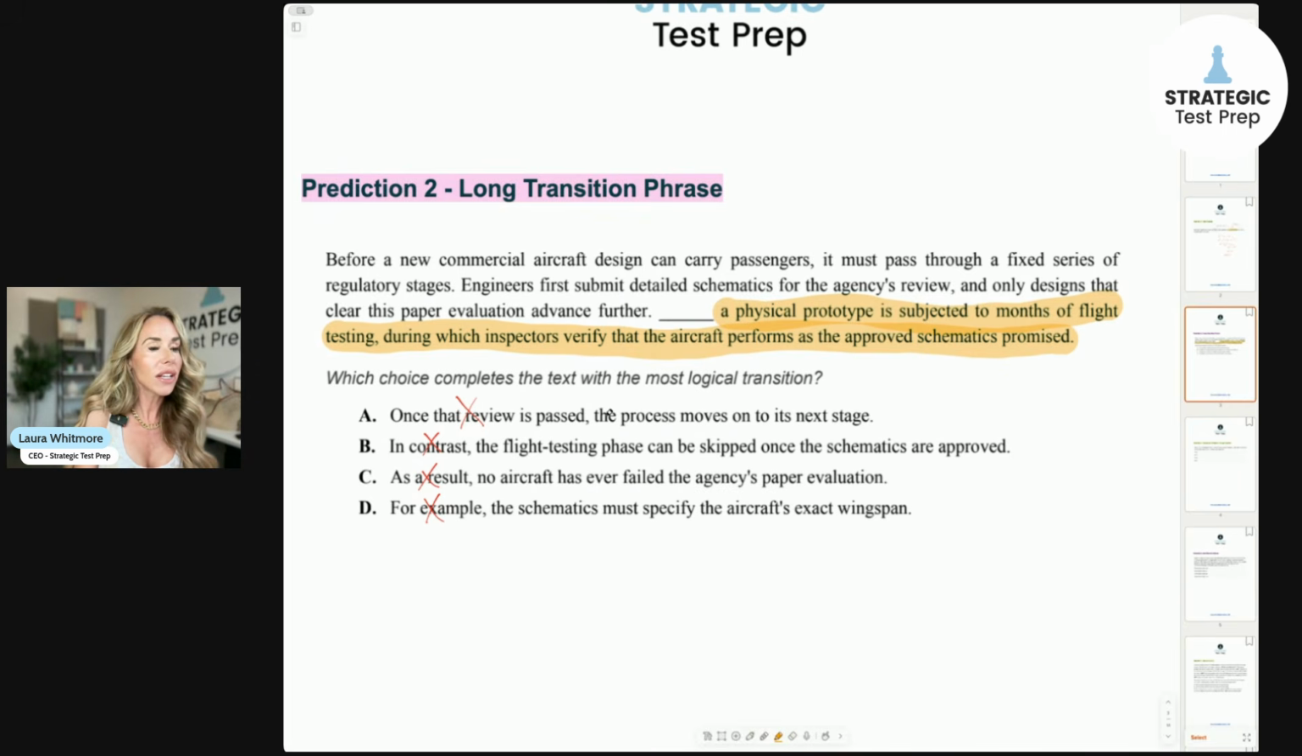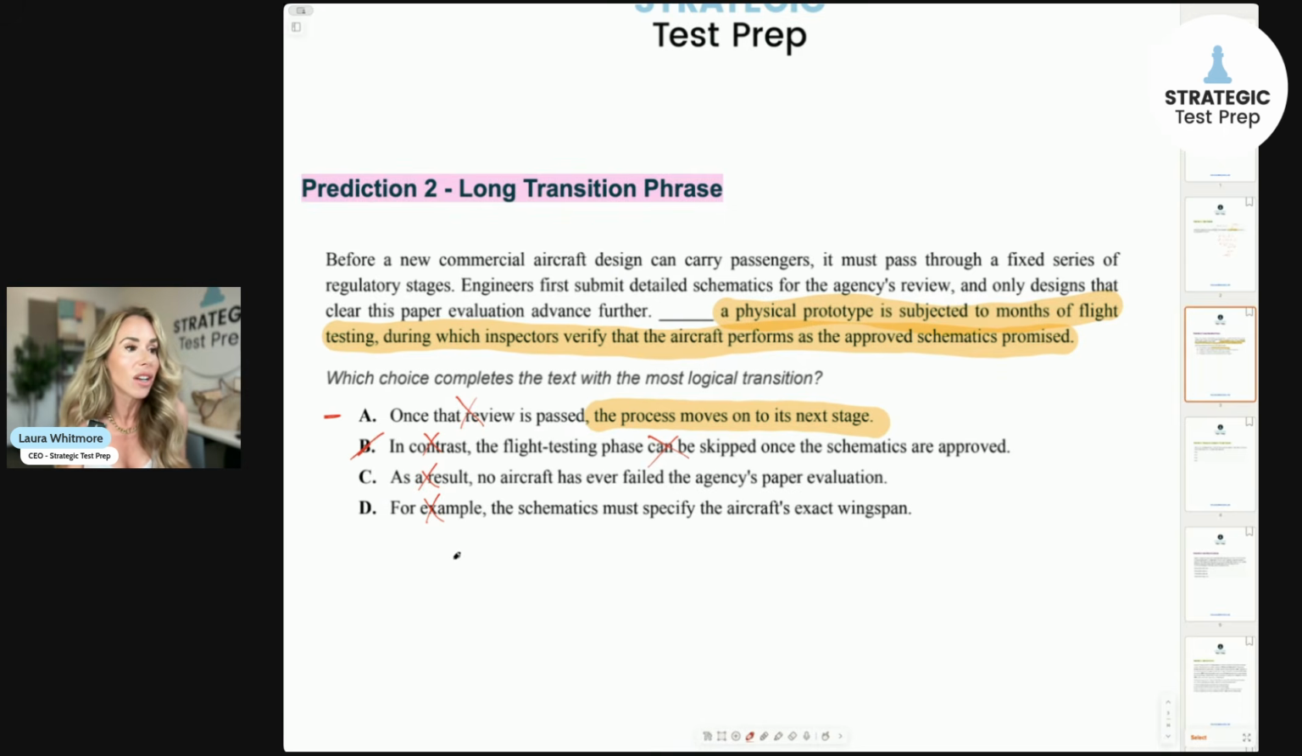So if we have these ending phrases to segue into the next sentence, the process moves on to its next stage. Sounds really good, because then they talk about what the next stage is. It's months of flight testing. So I would hold that one. Now the next one says the flight testing phase can be skipped. Okay, I want to get rid of that one because it doesn't sound like they skip it here. It sounds like they do something else.